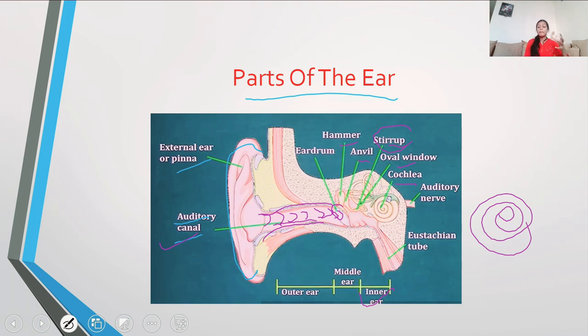As the vibration passes, the fluid will also vibrate, and because the fluid is vibrating, what will happen? The hairs will also start vibrating or moving, and because of these vibration-sensitive cells, this mechanical wave will turn into what? Into an electrical signal, okay? And from the auditory nerve the electrical signal will pass and go to the brain.